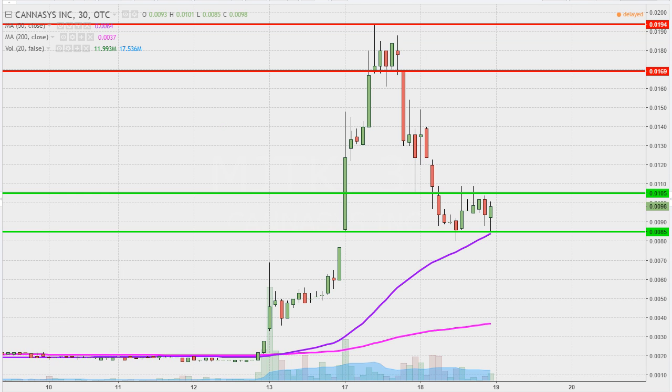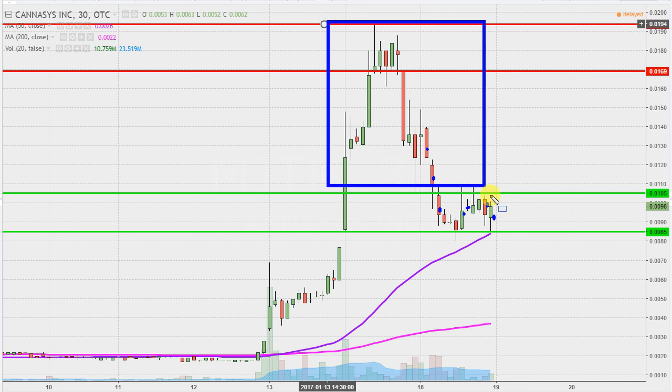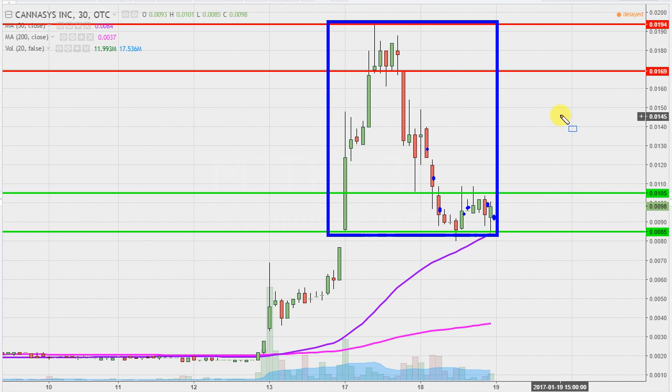Real quick, what do I mean by 30-minute in case maybe you're new to charts? Instead of each one of these candlesticks representing one day's worth of price action, which is what you would normally see, each one represents 30 minutes. So all this here may look like a few weeks worth of time. It's actually just the past few days broken down into 30-minute time slices.